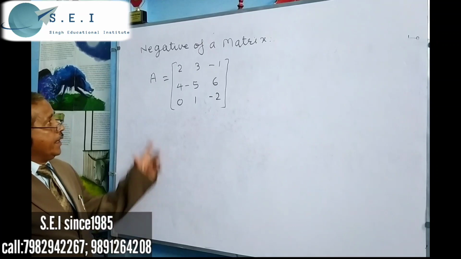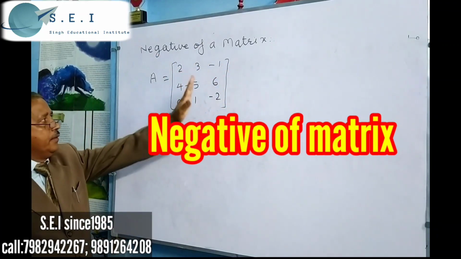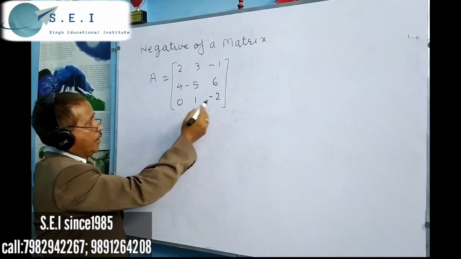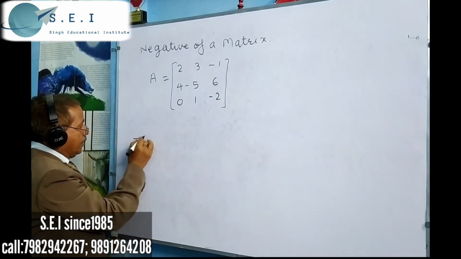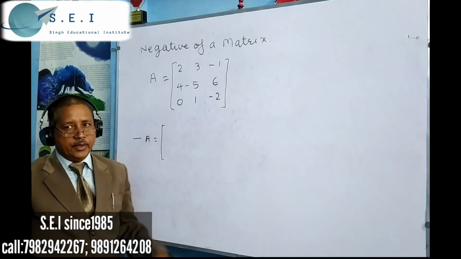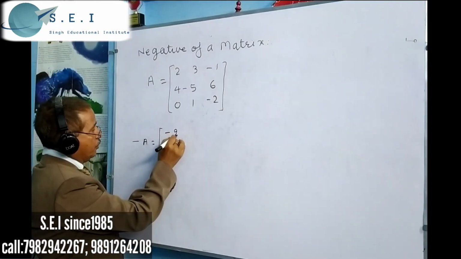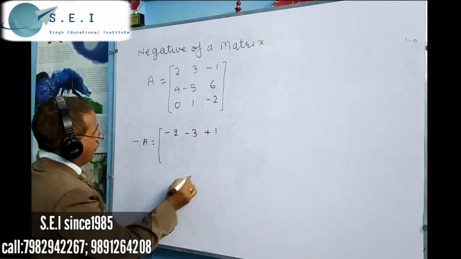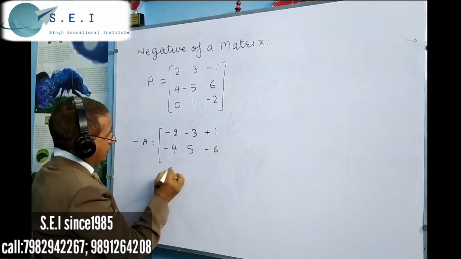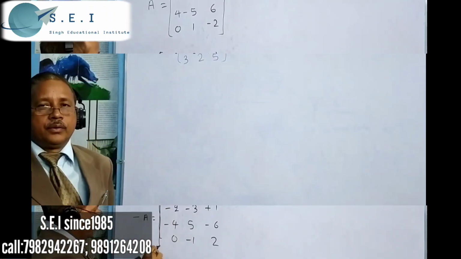Next is the negative of a matrix. Let us suppose a matrix A having elements 2, 3, minus 1, 4, minus 5, 6, 0, 1, minus 2. The negative is obtained by multiplying all the elements of A with a negative sign. Therefore, the negative is minus 2, minus 3, plus 1, minus 4, plus 5, minus 6, 0, minus 1, and 2.